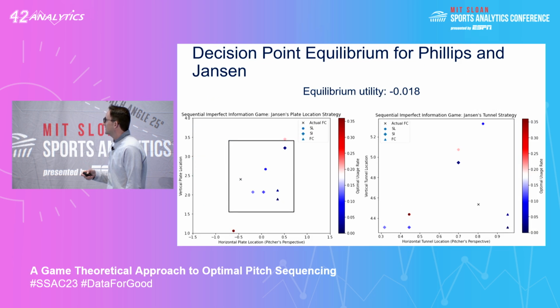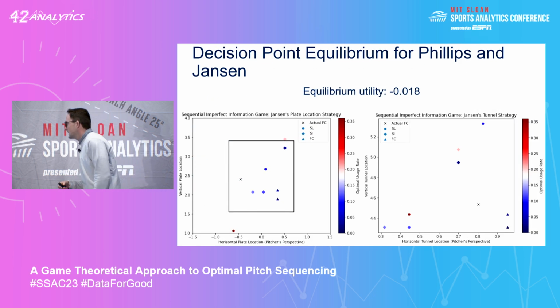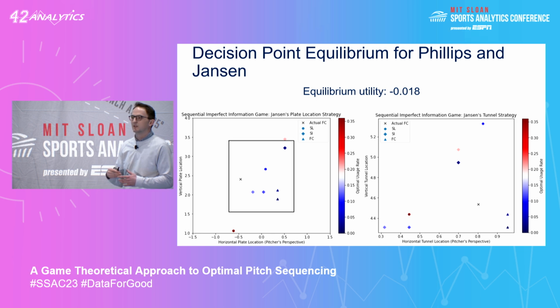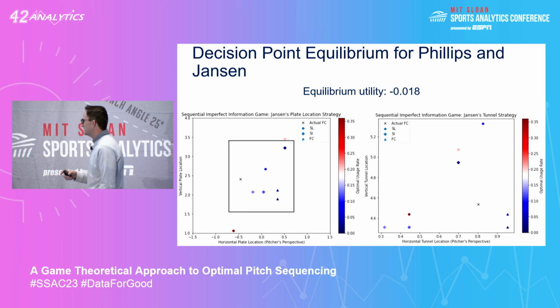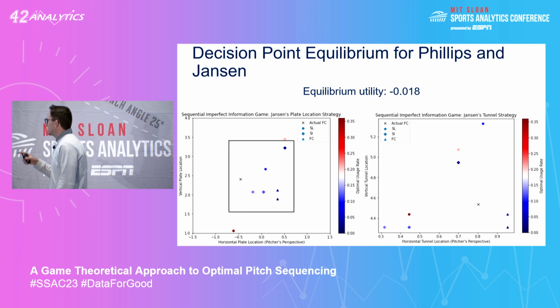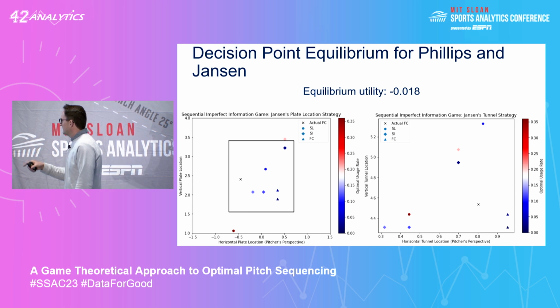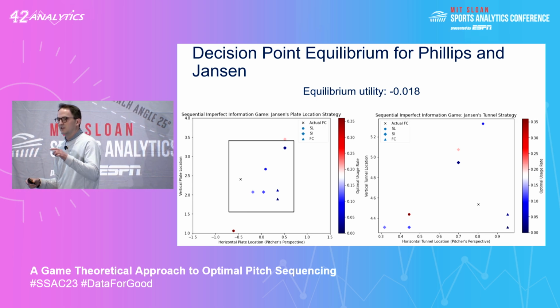Okay, next up is decision point. So we do have some unobservable properties now, so now the sequencing equilibrium is a distribution over pitches rather than just an individual pitch. So the plot on the right, that is the location of the pitch at the decision point, which we set at 24 feet from home plate.